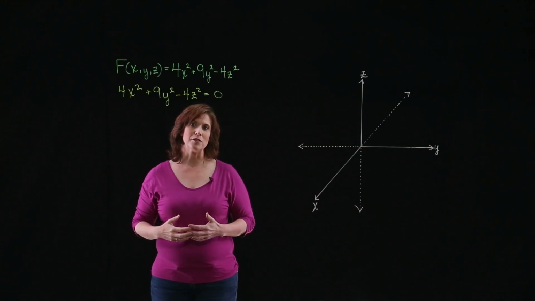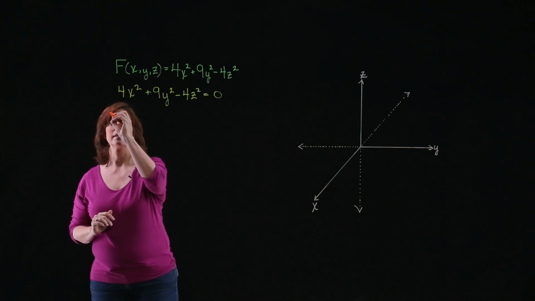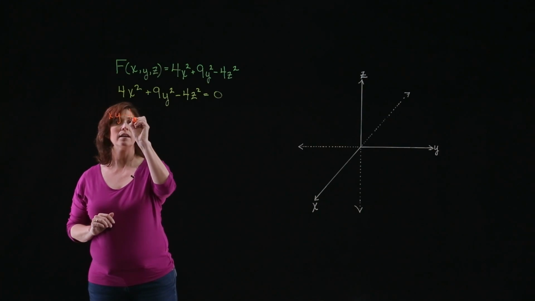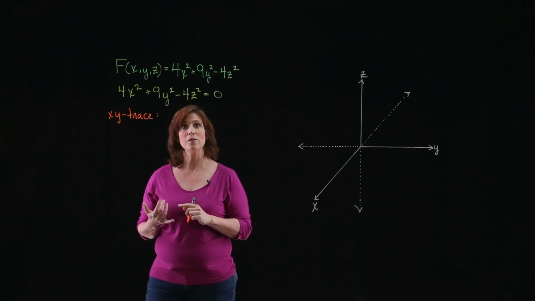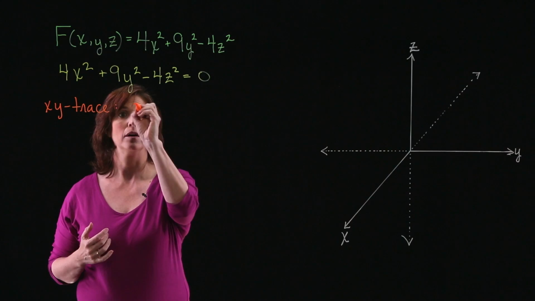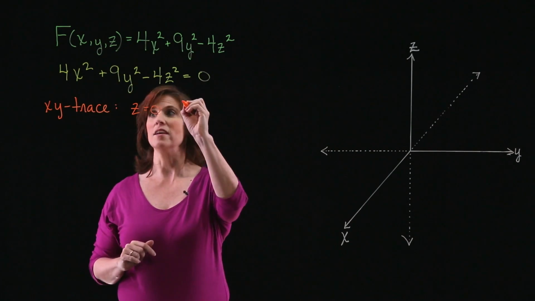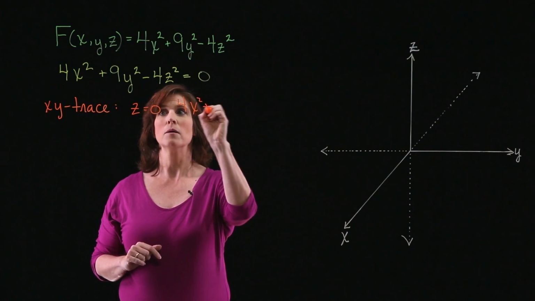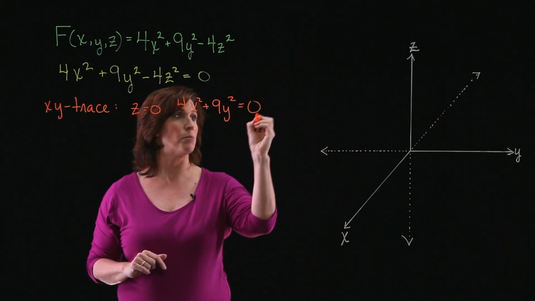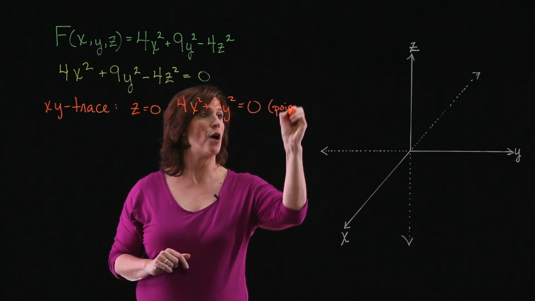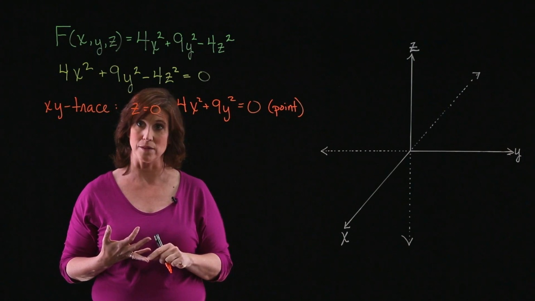So to get an idea of what this surface looks like, we're going to look at some traces. So we'll begin with an xy trace. And for an xy trace, we're going to try a couple of different traces. We'll look first of all what happens when z equals 0. When z equals 0, my equation turns into the equation 4x squared plus 9y squared equals 0. This is actually just a point, because the only value that makes this equation true is the point where x equals 0 and y equals 0.